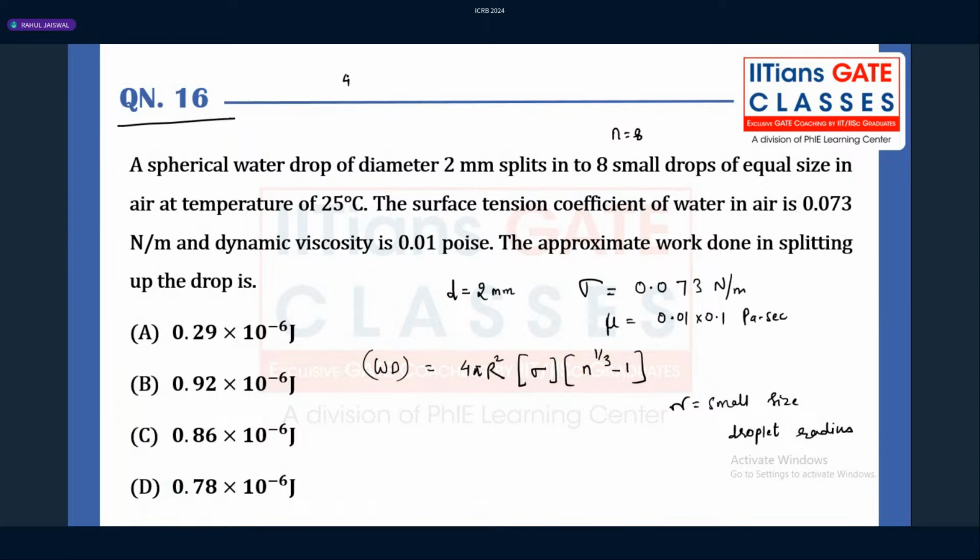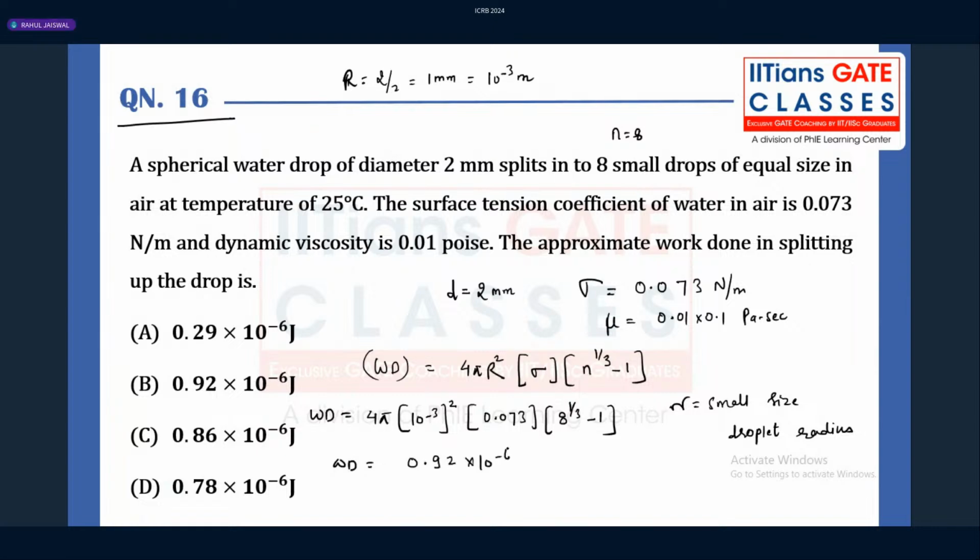Here r is what, guys? R is nothing but the diameter divided by 2, which is 1 mm, that is 10 power minus 3 meter. So 4 pi r square, where r square is 10 power minus 3 square. Sigma is 0.073. N is 8 to the power 1 upon 3 minus 1. If you substitute directly, you will get 0.92 into 10 power minus 6.